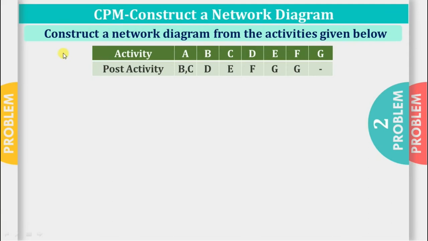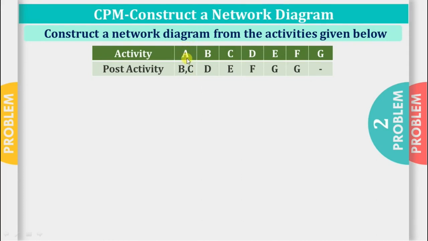Problem number 2. Construct a network diagram from the activities given below. Activities A, B, C, D, E, F, and G are given in sequence, and now this time their post activities are given. That means its successors. So activity A has successors B and C, that is post activity. Activity B has post activity D, that means D is after B. So we'll start.